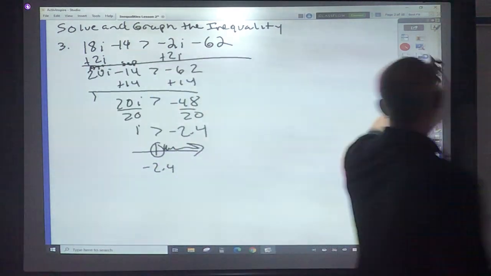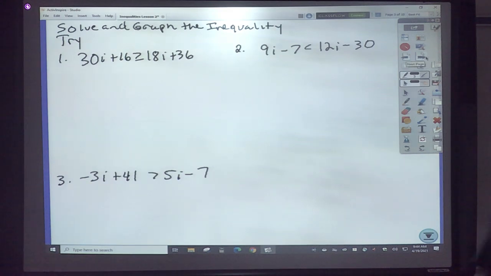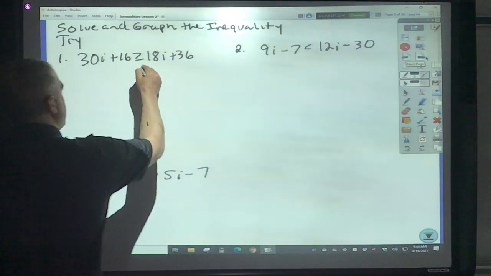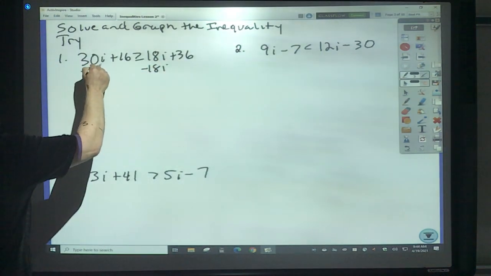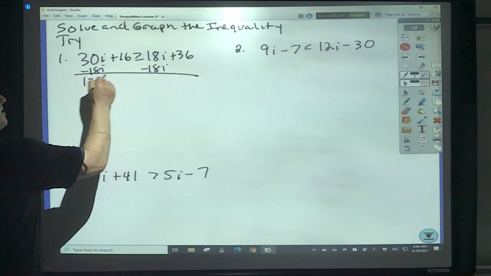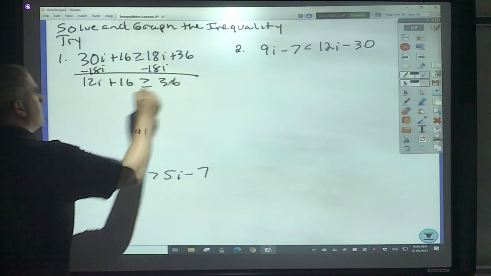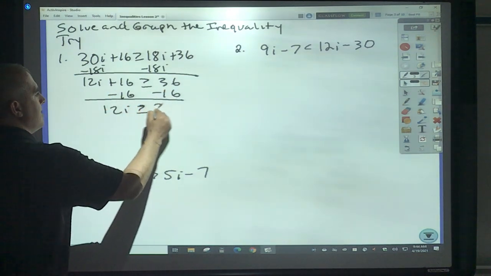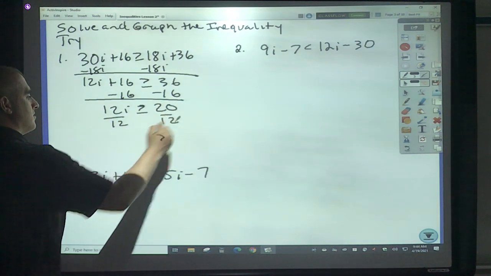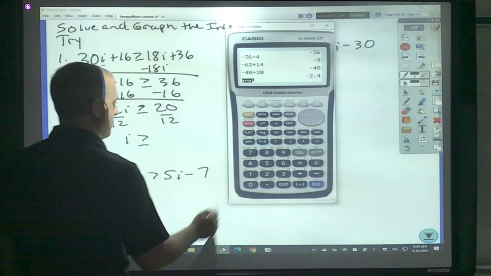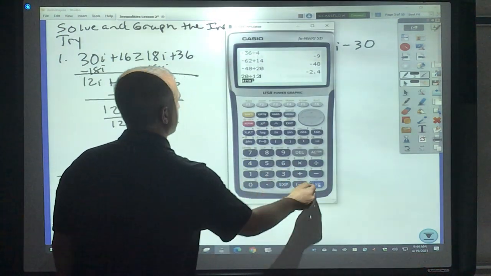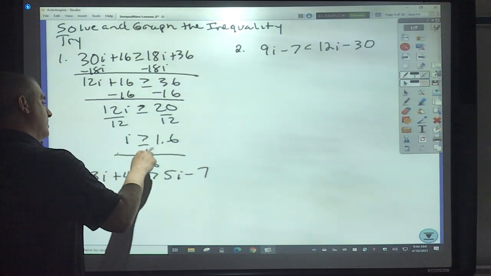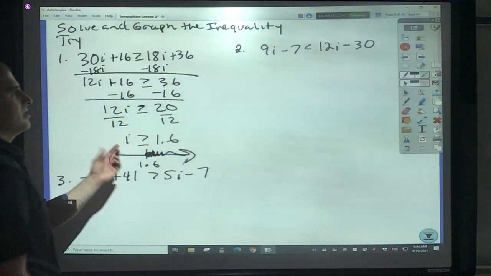Okay? So what I'd like you guys to do, go ahead and pause your video, and go ahead and work on these three. Okay? So on this one, I would subtract 18i, subtract 18i. So that'd be 12i plus 16 greater than or equal to 36. Subtract the 16. So 12i greater than or equal to 20, and then divide by this 12. I is greater than or equal to whatever 20 divided by 12 is, 1.6. Okay? So closed circle on 1.6, and I would shade to the right because it's eating the I.